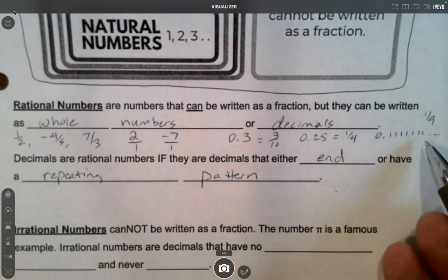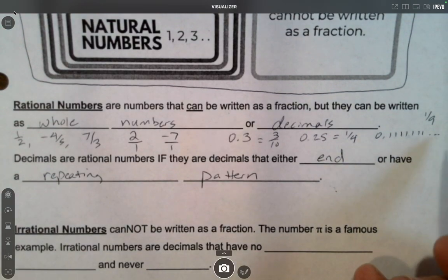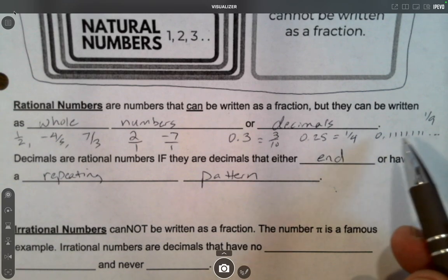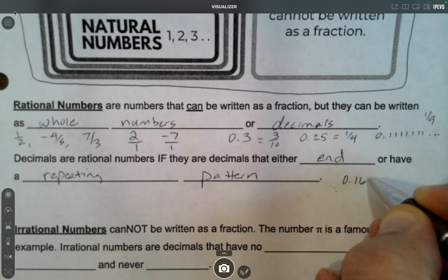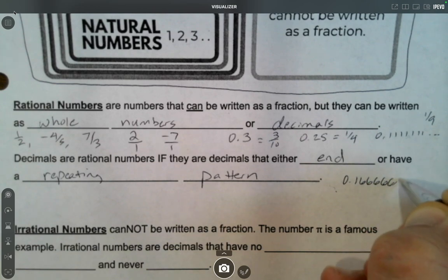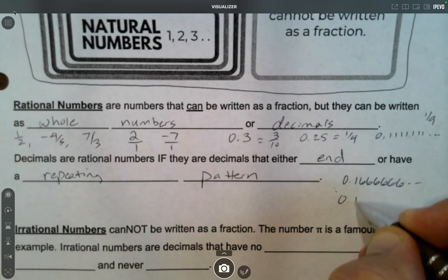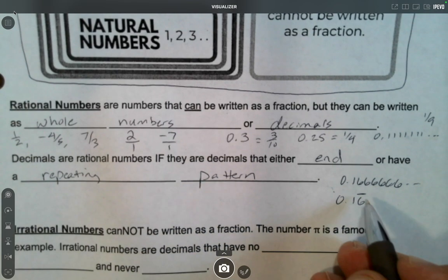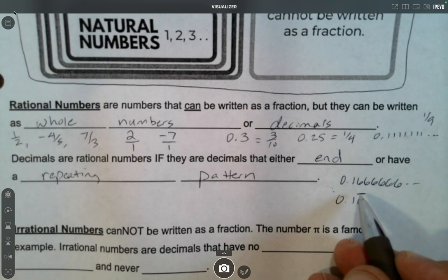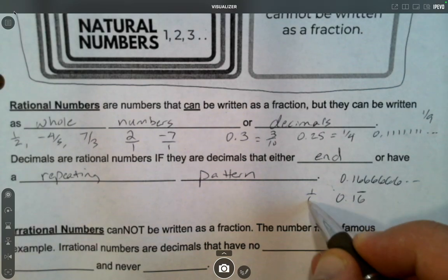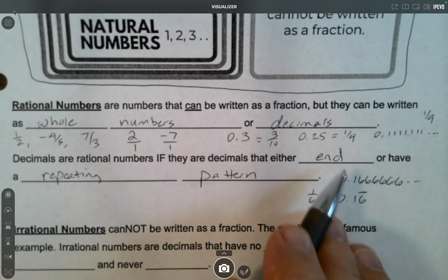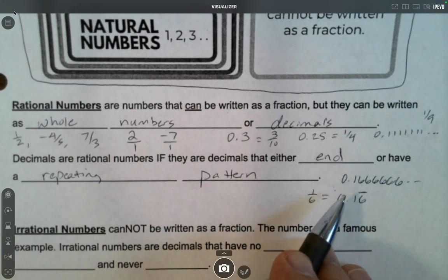That was why I showed you this example right here. So 0.1 repeating is still a rational number because it can be written as a fraction. Or another one would be 0.16 repeating, which you can also write this way. I think we've talked about this before. This little hat or overhead line means the 6, and only the 6 repeats. So this is actually 1/6. So 1/6 is equal to this. So anytime they end or they have a repeating pattern, it is a rational number.